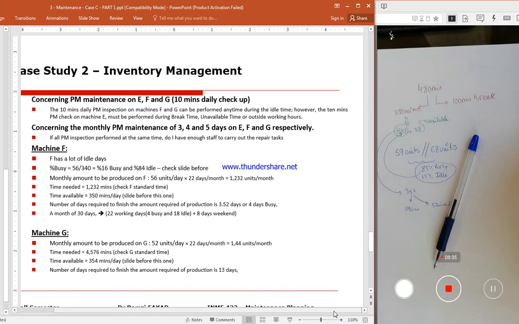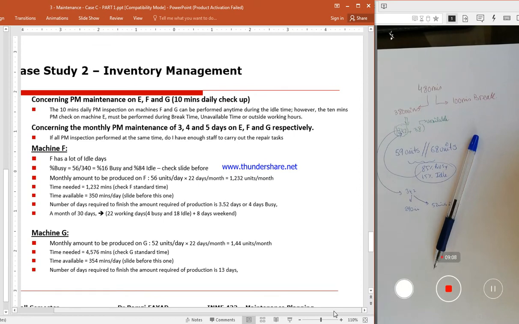So in order to stop for 10 minutes to perform the daily preventive maintenance, we have to do this slot during the break. Now the second thing we need to take into consideration is the monthly preventive maintenance of 3, 4, 5 days on E, F and G respectively. I remind you that E needs 3 days, F 4 days and G 5 days. Do we perform them all at the same time? Yes. Okay.